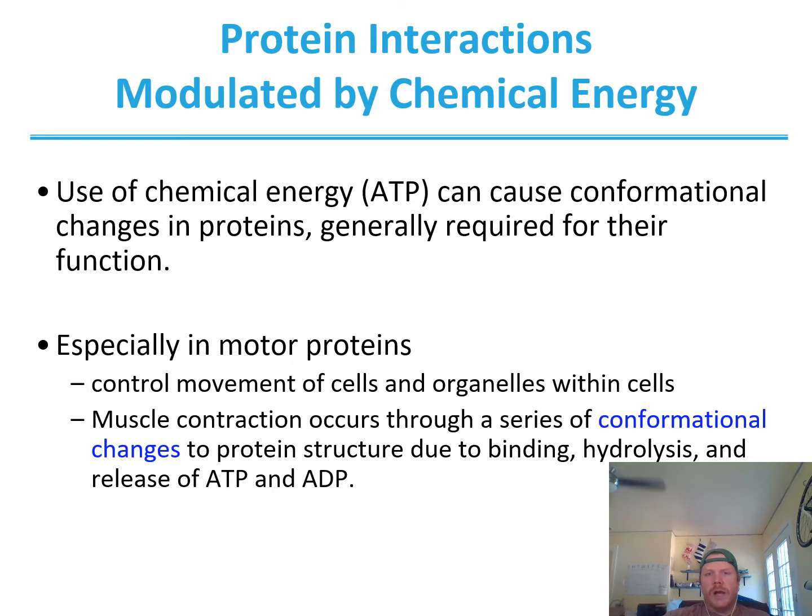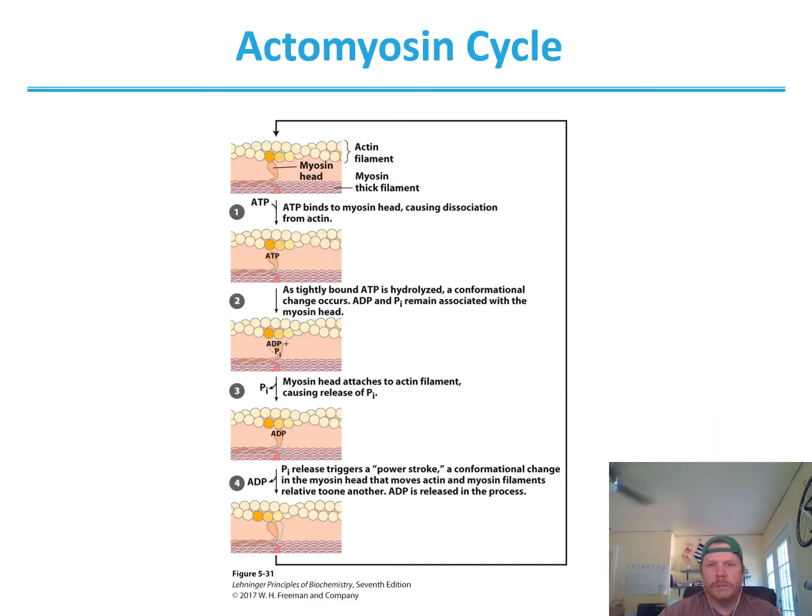Protein interactions can be modulated by chemical energy, and actin and myosin interactions are indeed modulated by chemical energy. The use of ATP can cause conformational changes in proteins, which are generally required for their function. Motor proteins are prime examples of this. Muscle contraction occurs through a series of conformational changes to protein structure due to the binding, hydrolysis, and release of ATP and subsequently ADP. Because if you remember, ATP is hydrolyzed into ADP. In order for this to happen, we have the actomyosin cycle that explains it all.